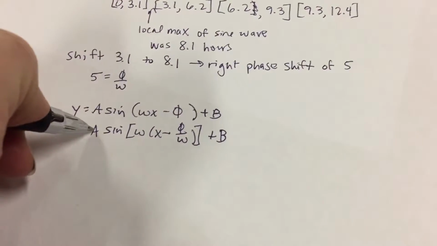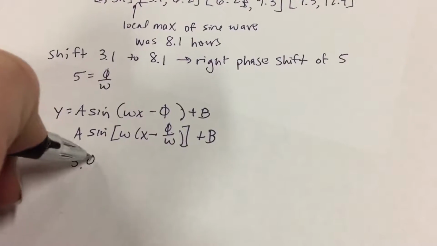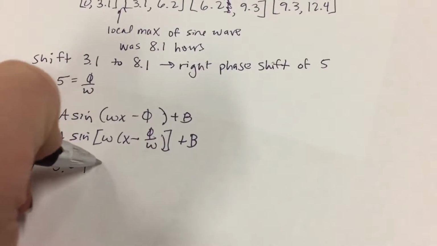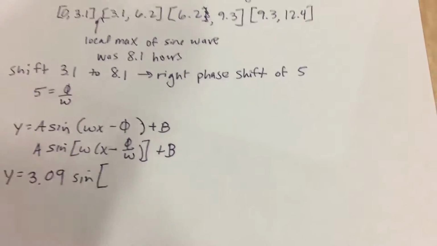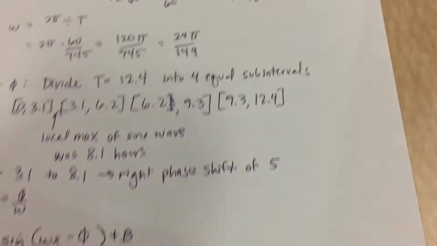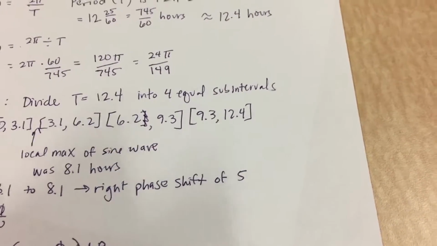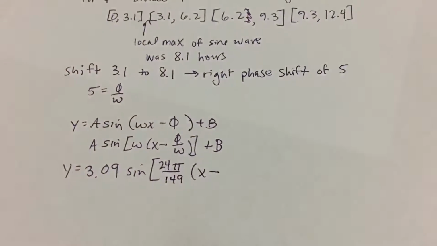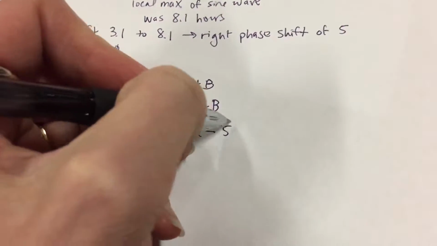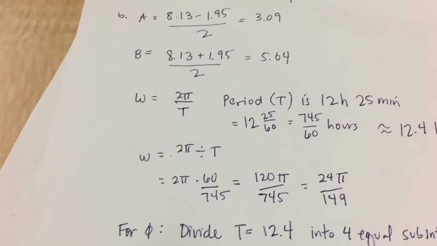So then this is going to be A, and we're just going to plug in our values now. A, we found earlier, is 3.09. Omega is 24 pi over 149. And then our phi over omega is 5, so that one's easy to plug in right there. And then our B value that we found from before is 5.04.